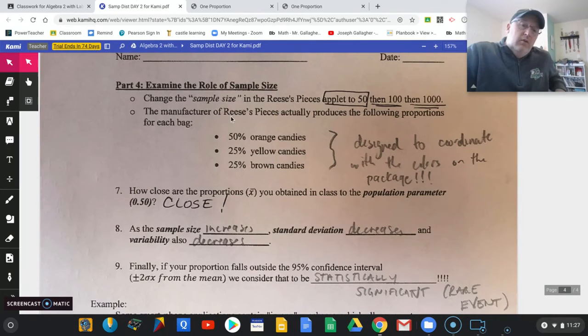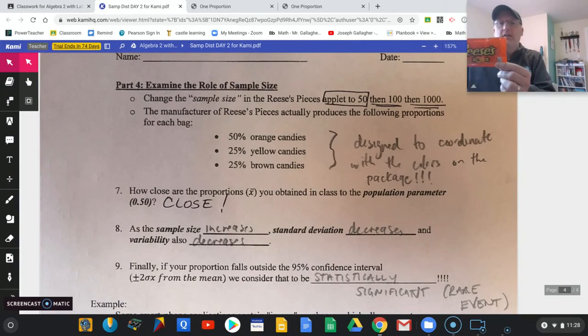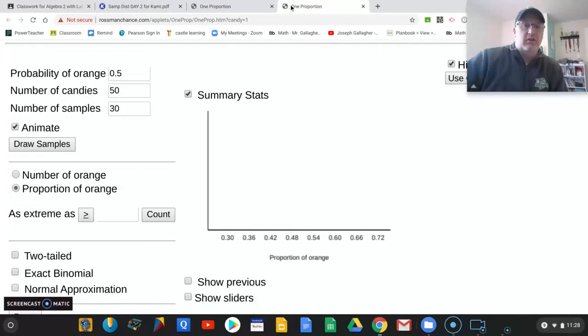But just so you know, when you look up the information about Reese's Pieces, they actually tried to design the colors of the Reese's based on this label. You'll notice the bag is more orange than anything else, and then there's yellow and the browns. They actually tried to coordinate it with the colors on the package. They have the majority of the candies are orange, 50%, 25% are yellow, and 25% are brown. So what we're looking for is to see what happens when we do that. But we're going to change our sample size.